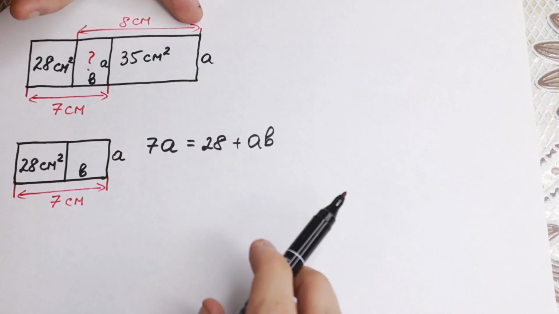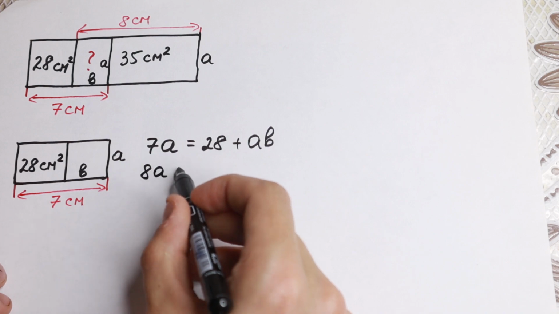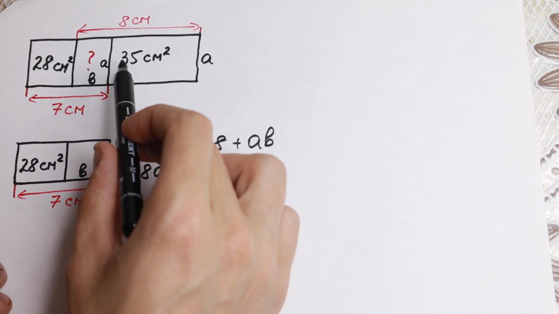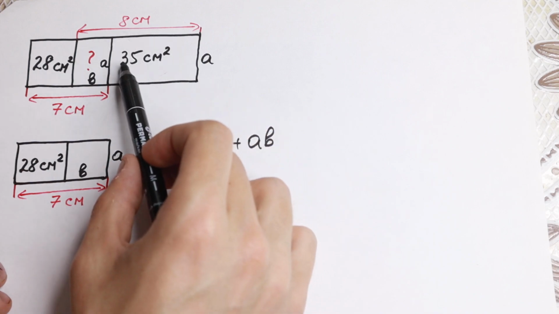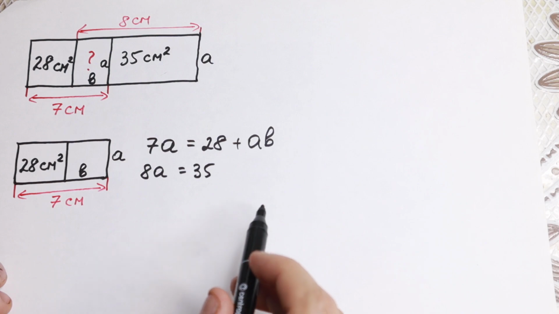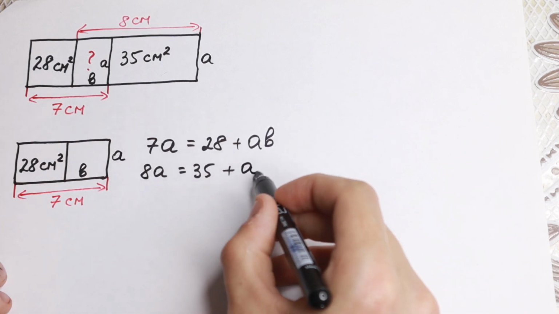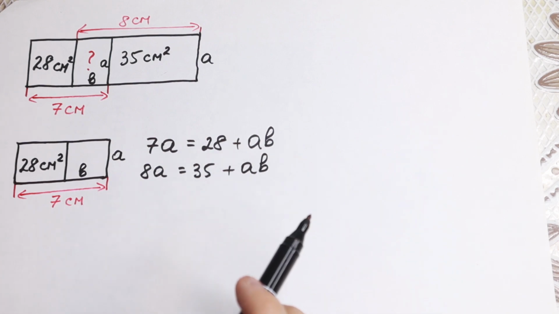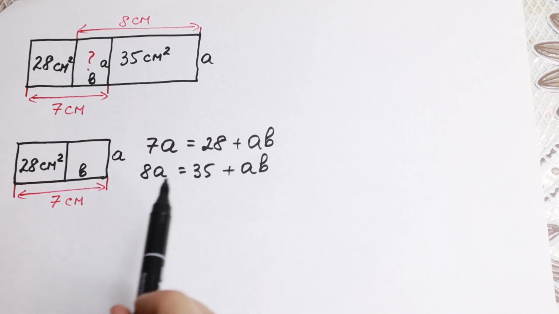So 8 times A will be our area. 8 times A, and using this centimeter squared, this area, 35 centimeters squared. And of course we need to add A times B as well. So I hope you understand this step. This is the main step that maybe you have difficulties with. So let's repeat once more.